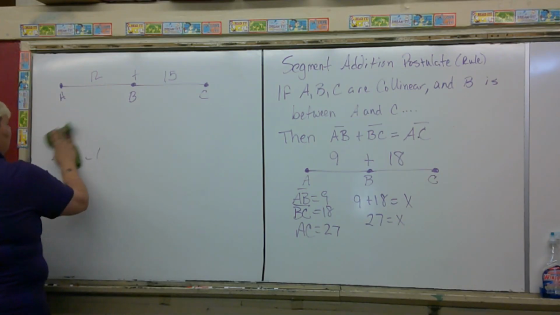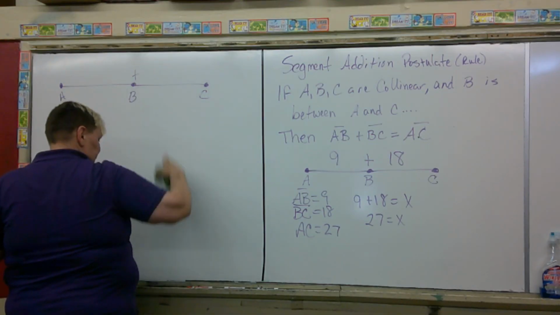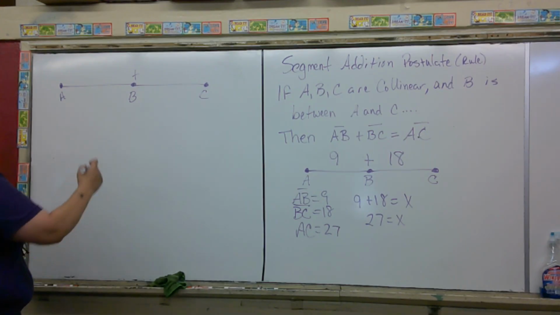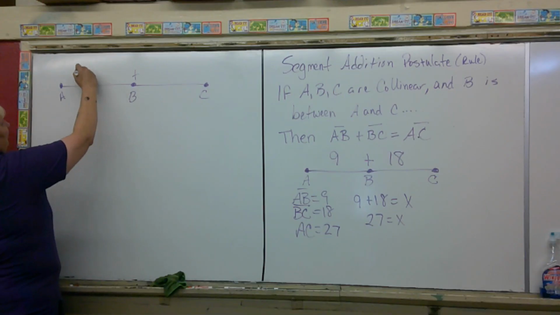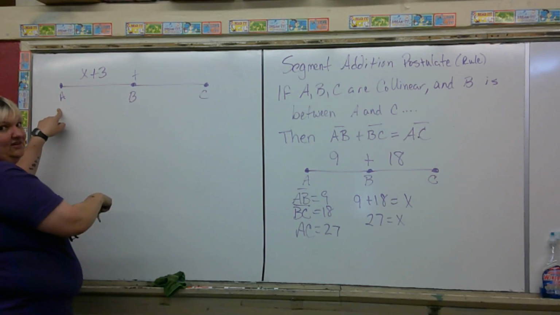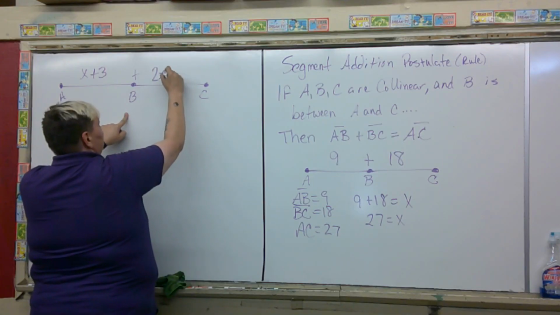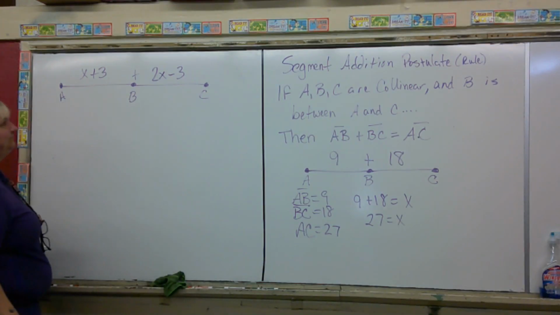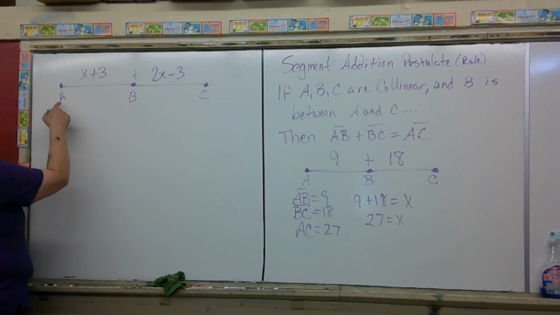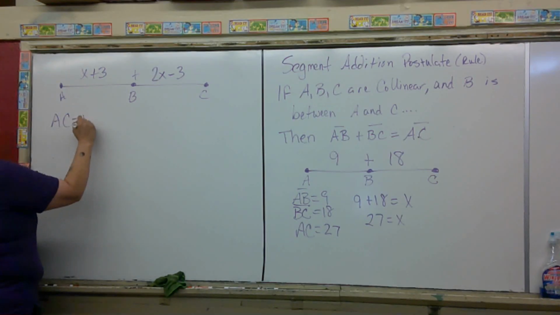Okay. So let's add a variable. Alright, let's say A to B is x plus 3, and B to C is 2x minus 3. And let's say the total distance is 15.